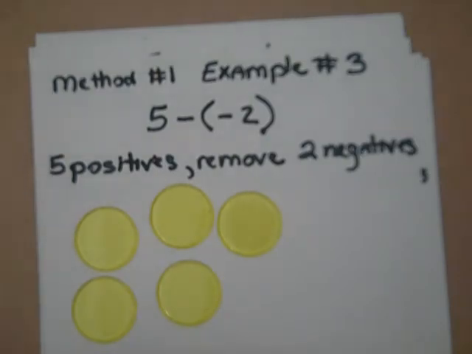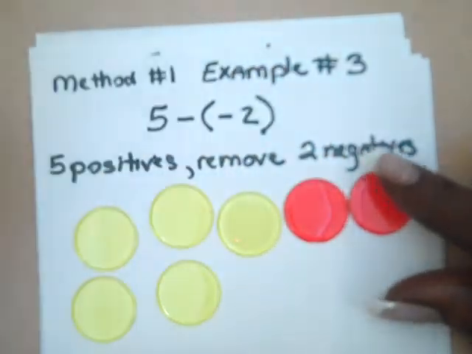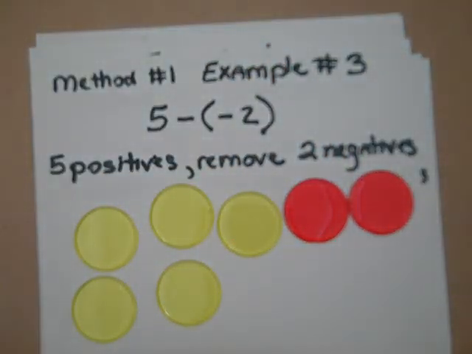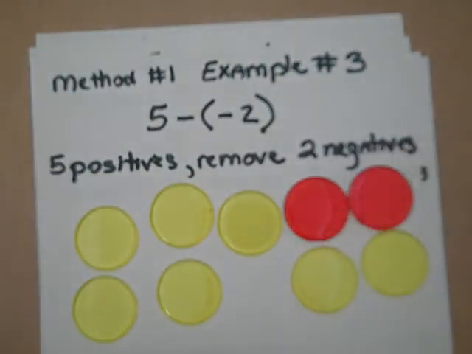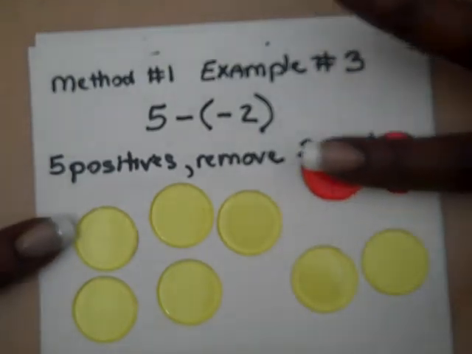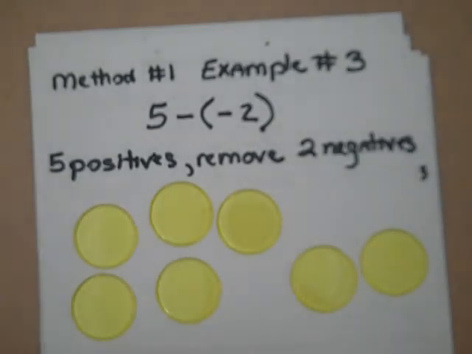So in order to remove 2 negatives, I have to first have them. And since I've put in 2 negatives, in order to keep the model balanced at positive 5, I have to also put in 2 positives. Remember, 1 negative and 1 positive cancel each other out. So now I have enough counters to do the problem. 5 positives, remove 2 negatives, and the solution appears to be a positive 7.